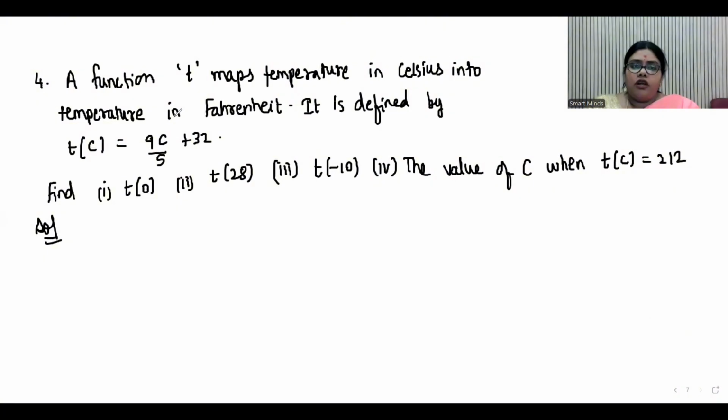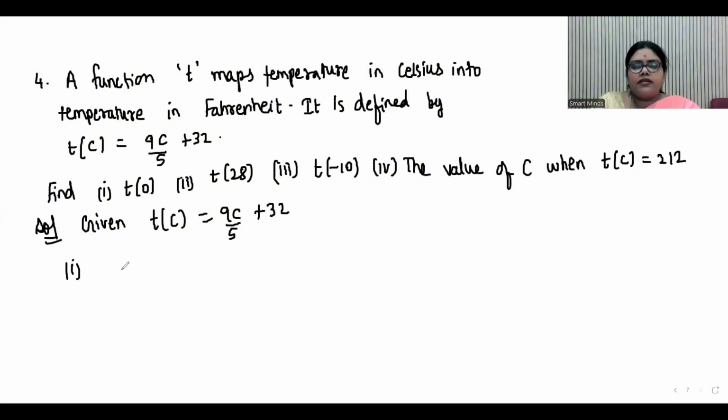Take the next question. A function T maps temperature in Celsius into temperature in Fahrenheit. It is defined by T of C is equal to 9C by 5 plus 32. We need to find these all 4 bits. So first, what is the given function? Given function is T of C is 9C by 5 plus 32.